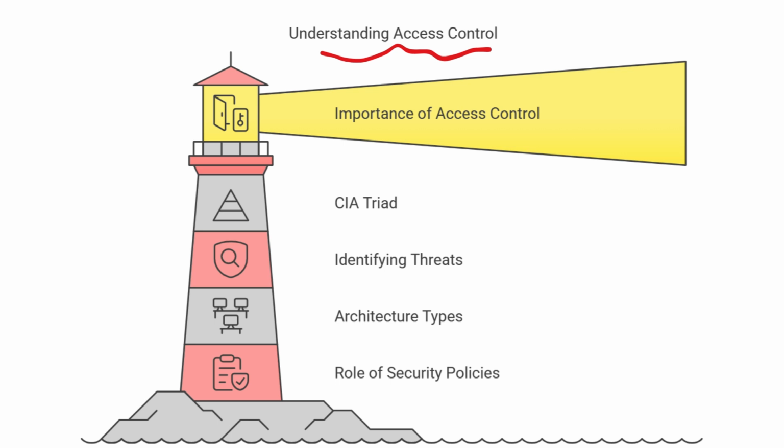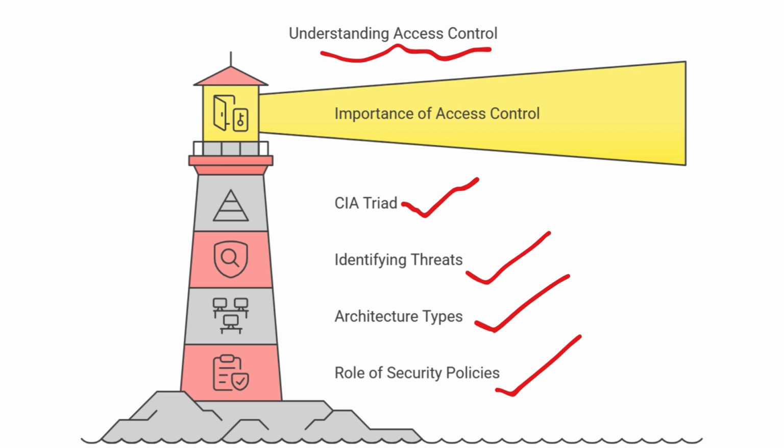By the end of this session, you will be able to understand what access control is and why it is critical for security. How the CIA triad helps maintain security. The threats, vulnerabilities, and risks that access control protects against. The differences between centralized and distributed architectures in access control. How security policies define and enforce access control in organizations. Let's take this step by step and really break it down so that you not only understand these concepts but can also explain them to someone else.